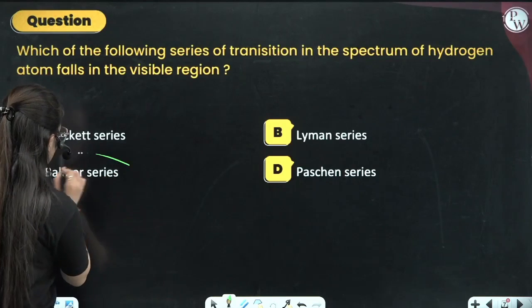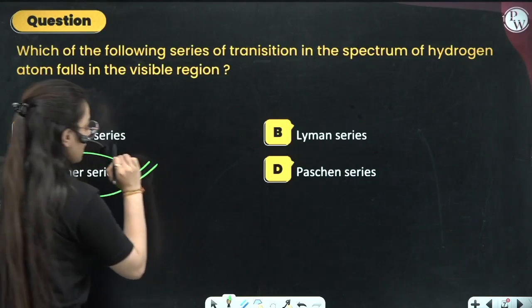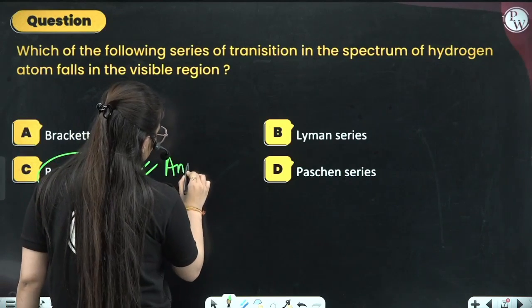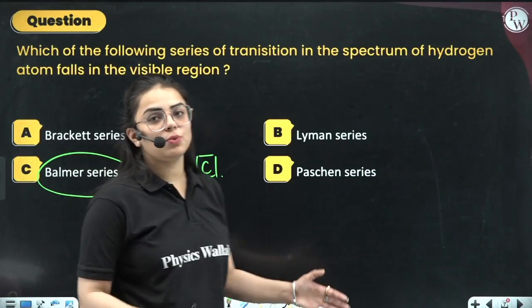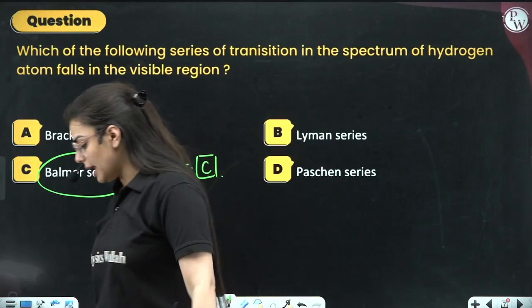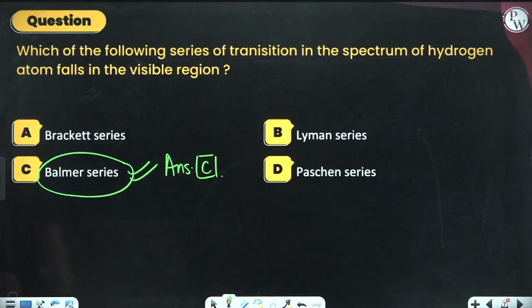It will fall in Balmer series. Which series, ma'am? Balmer series. So option number C is going to be your correct answer. Kindly write it down so that we can move on to the next part.